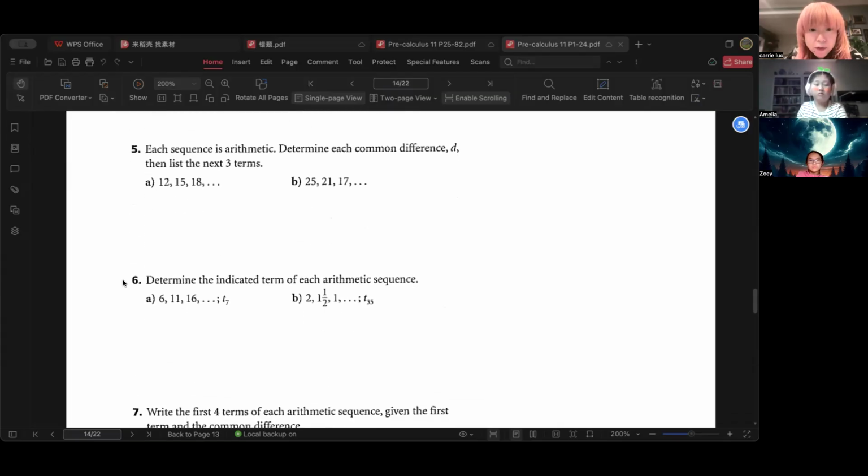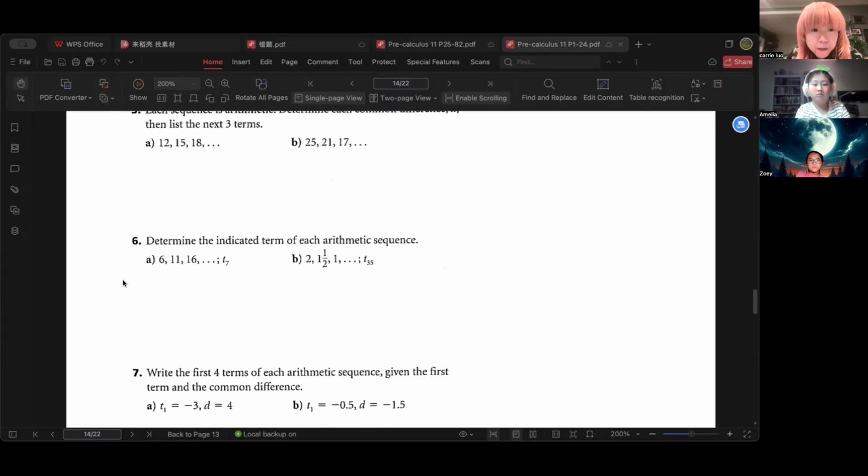Okay, so number 5, you do it yourself, and I would like to take a look at number 6. Determine the indicated term of each arithmetic sequence. For the first one, I want you to find T7, and for B, I want you to find T35. Both of them, you have to do yourself. It's not like Amelia, you do A, and Zoe, you do B. No, you do both. So T7 equals what? And T35 equals what?